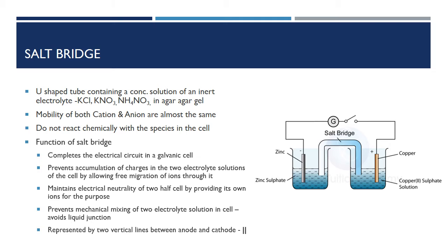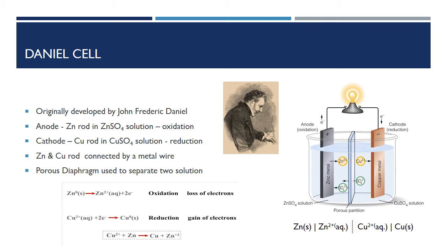The functions of a salt bridge are: it helps us in completing the electrical circuit in a galvanic cell, prevents accumulation of charges in the electrolyte solution of the cell by allowing free migration of ions through it, maintains electrical neutrality by providing its own ions, and it also prevents mechanical mixing of the two electrolyte solutions in the cell. Thus, it helps to avoid liquid junction. It is represented by two vertical lines between anode and cathode.